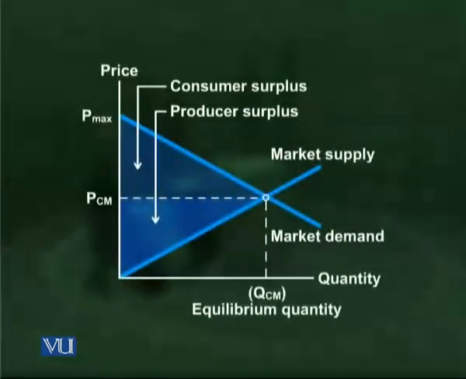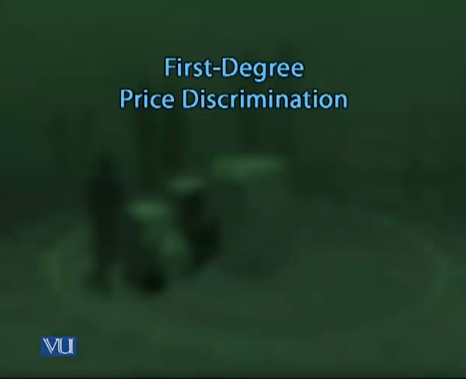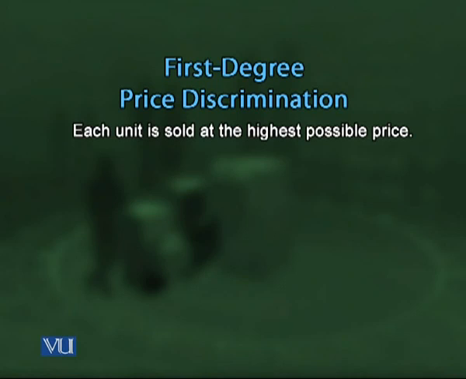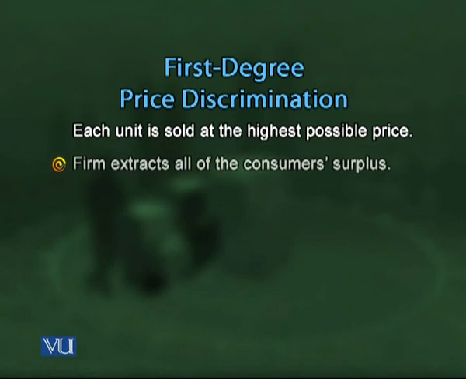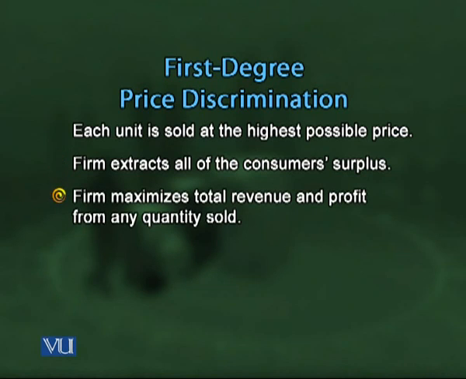In one of our earlier lectures, we defined consumer surplus. On screen, you can see the diagram, and we can see where the consumer surplus lies. It is under the demand curve and above the price line. In different types of price discrimination, we'll see how this consumer surplus is affected. In first degree price discrimination, each unit is sold at the highest possible price. The firm extracts all of the consumer surplus and maximizes total revenue and profit from any quantity sold.